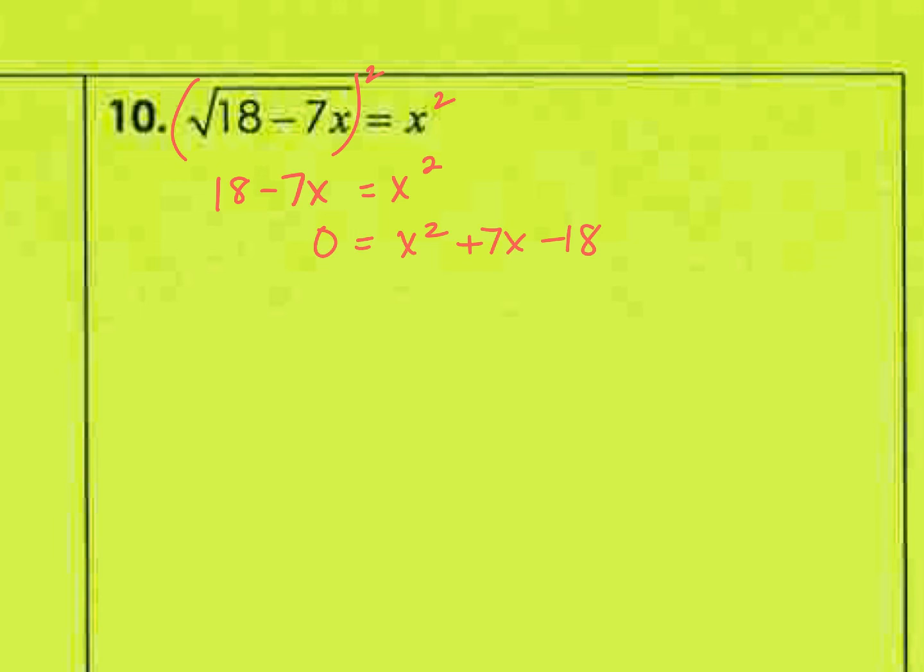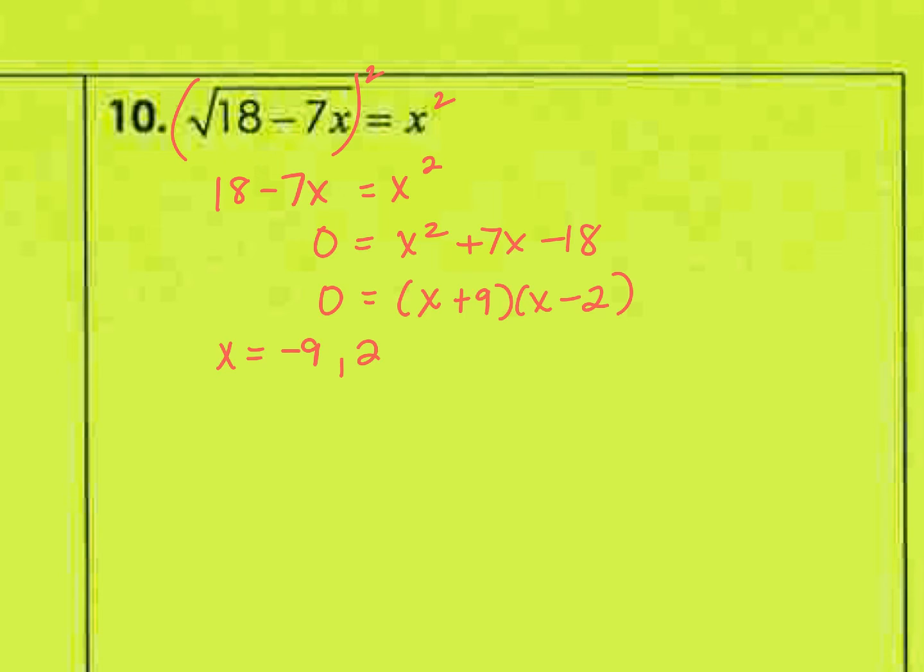Now, will that factor? Yes. Plus 9 and minus 2. Okay, so now what would the answers be potentially? Negative 9.